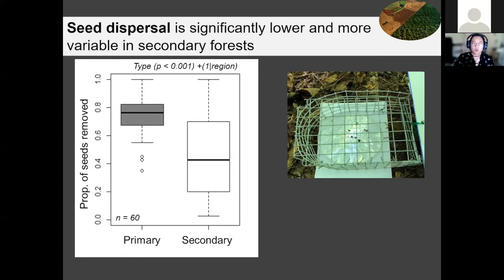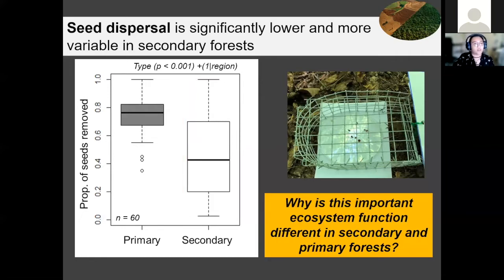What we found with our depot data was, in fact, that secondary forests not only had lower proportions of seeds removed, we also found it was more variable. Some of these forests shared the same rates of seed removal as the primary counterparts, and some of them we saw no removal. And so this begs the question, why is this important ecosystem function different in secondary forests compared to primary forests?